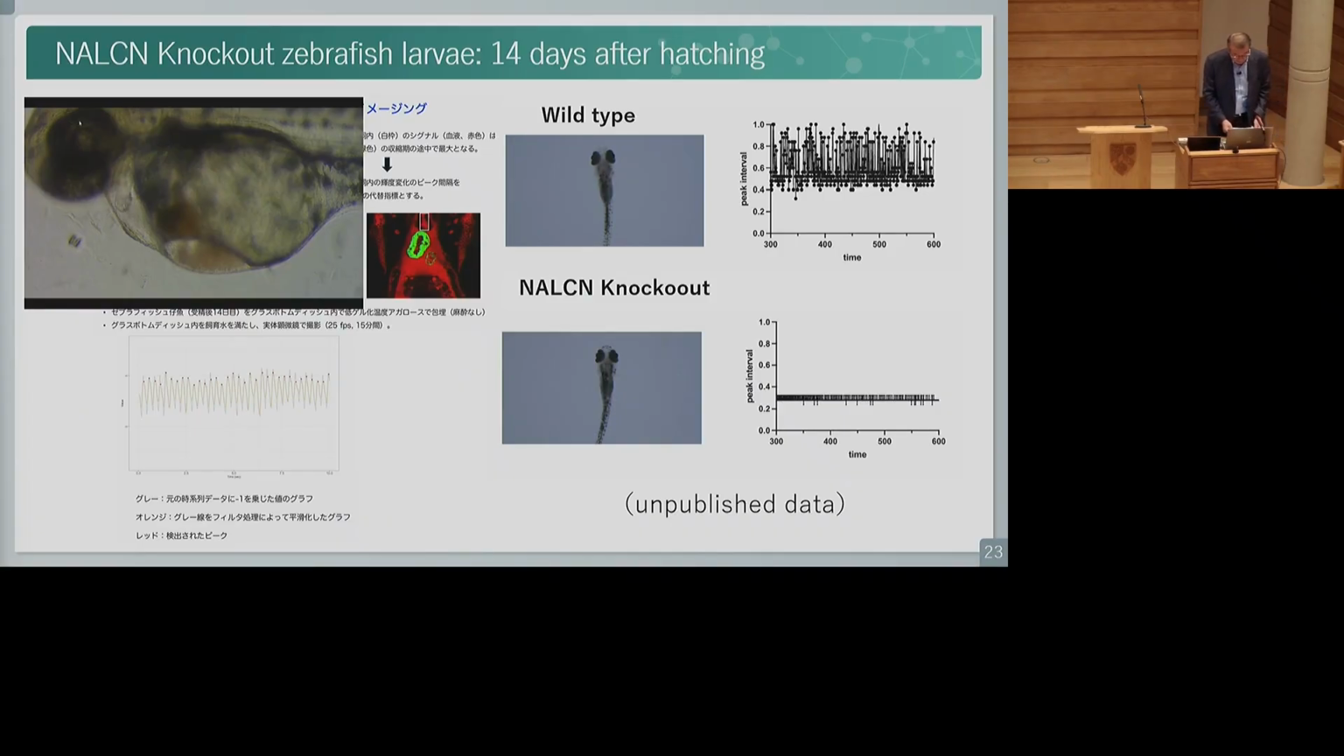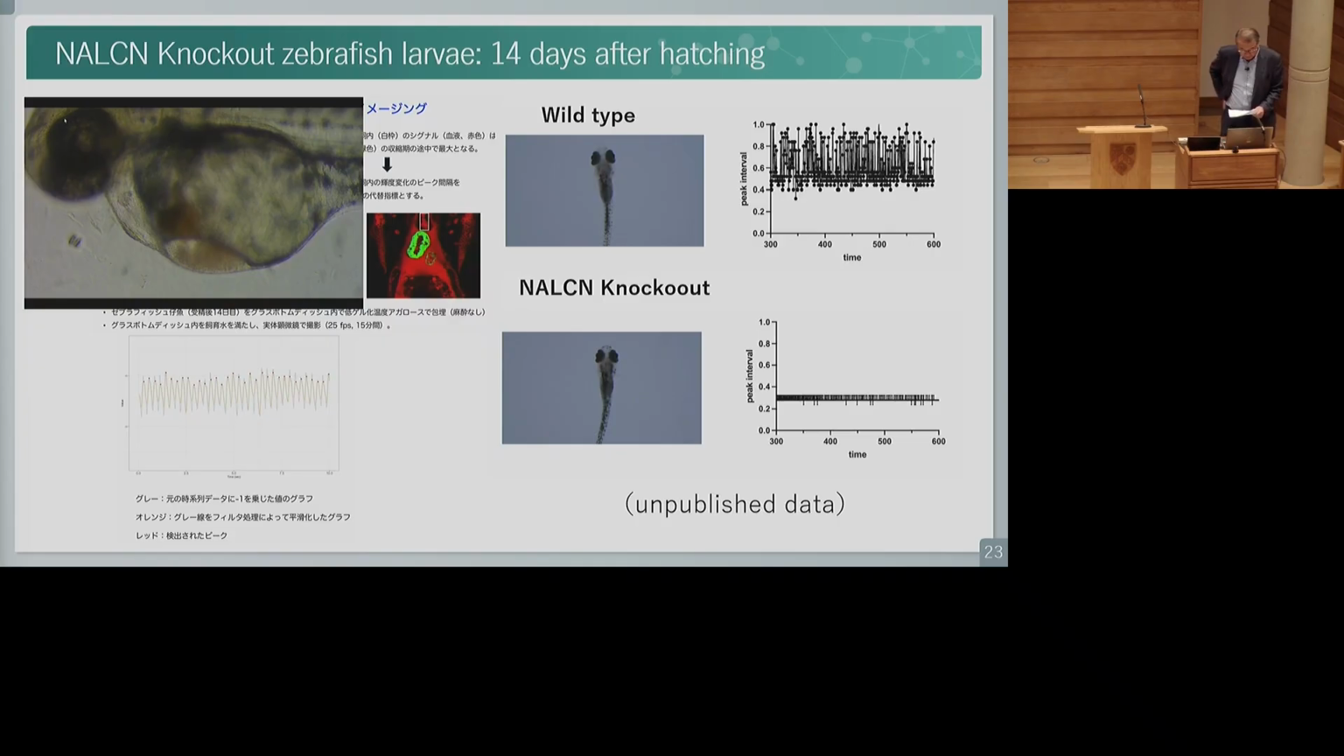To further investigate this hypothesis, we generated a narcin knockout zebrafish. This is a heartbeat in the zebrafish. Compared with wild-type animals, knockout zebrafish demonstrated markedly reduced heart rate variability.